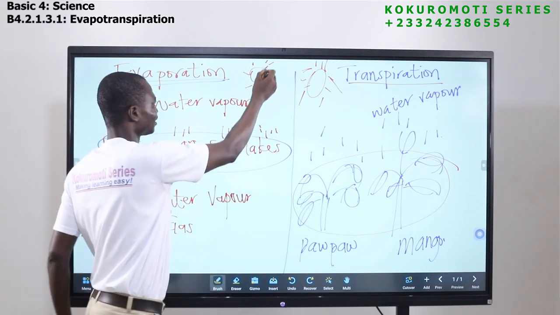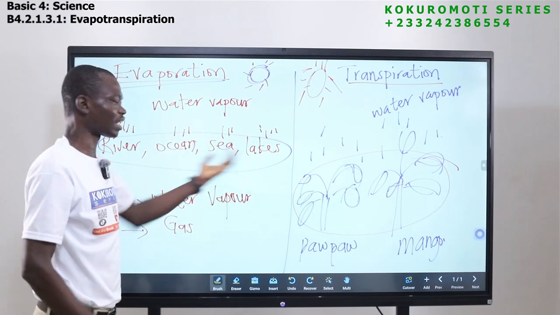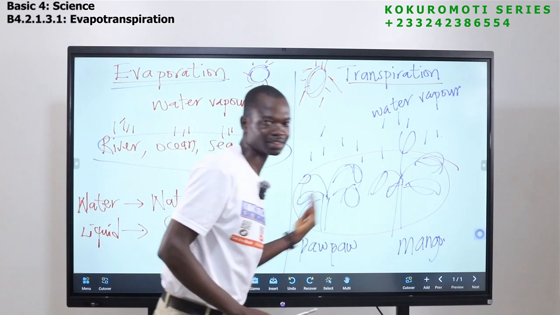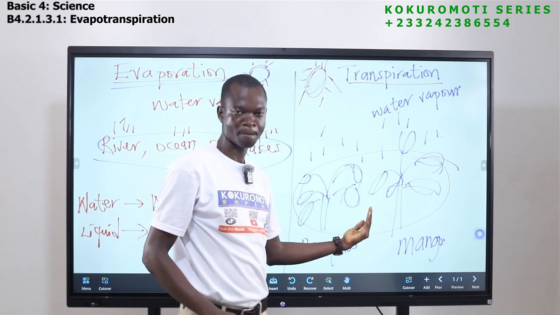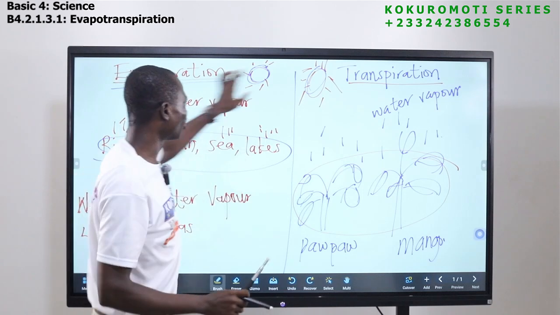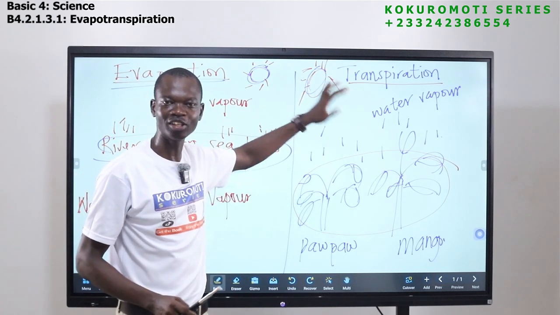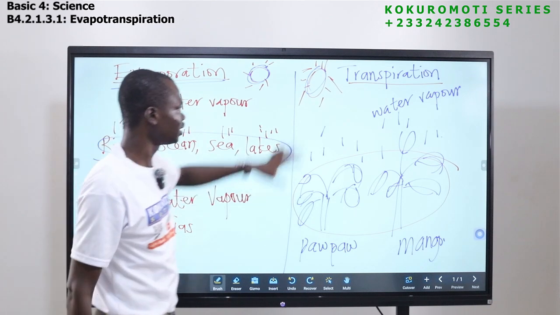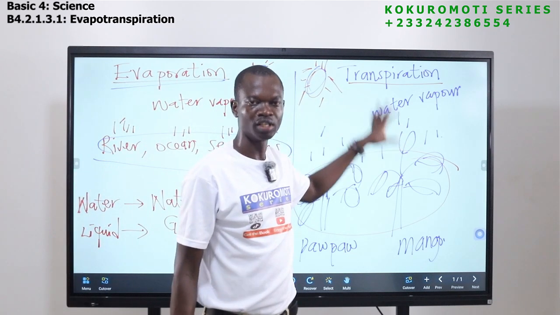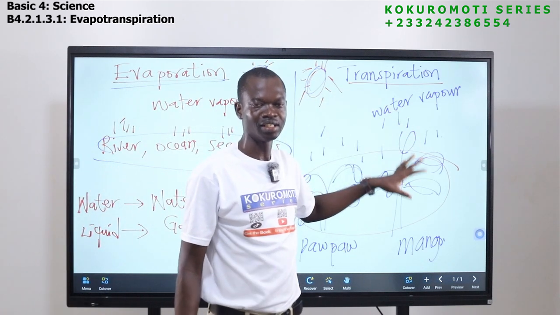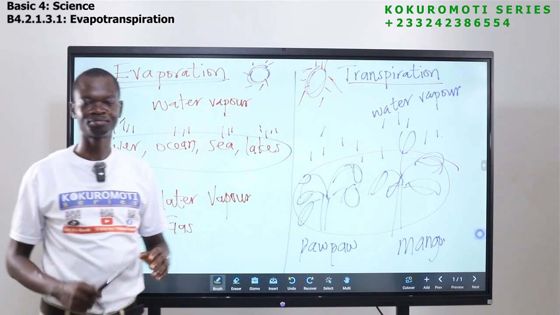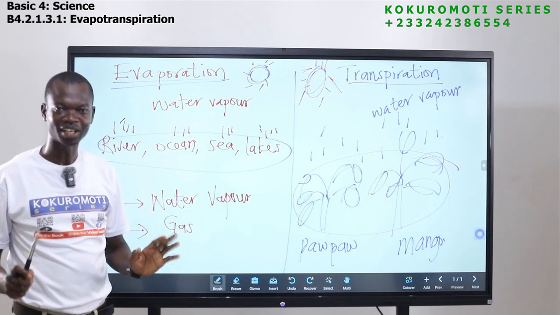Here the sun is what heats up the water bodies. The sun is what heats the plants up. So one thing is that they all use what? Heat, or they all need heat. Heat is needed before evaporation can take place. Heat is also needed before transpiration will take place. In this case, we have the sun here. I hope you understand it.